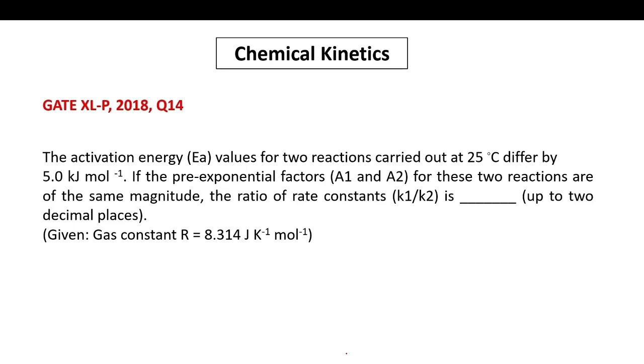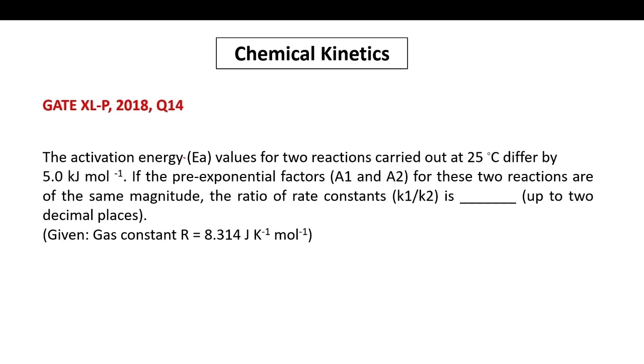the ratio of rate constants, that is k1 divided by k2, is... and they have also said to round up the value to two decimal places, and they have given the gas constant value, that is 8.314 joule Kelvin inverse mole inverse. So now here you are seeing a term known as the activation energy.